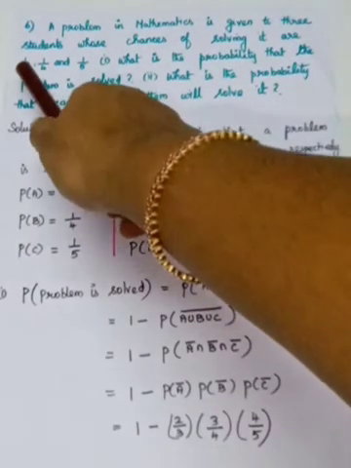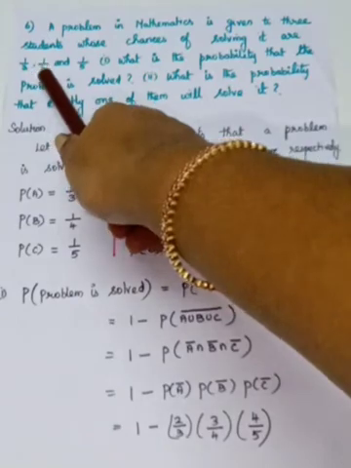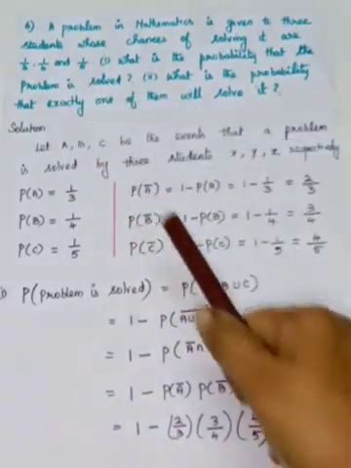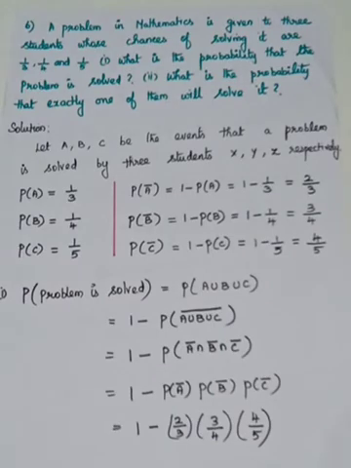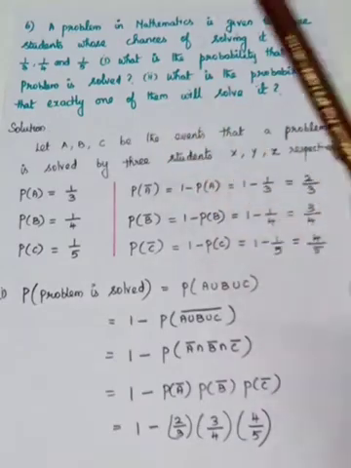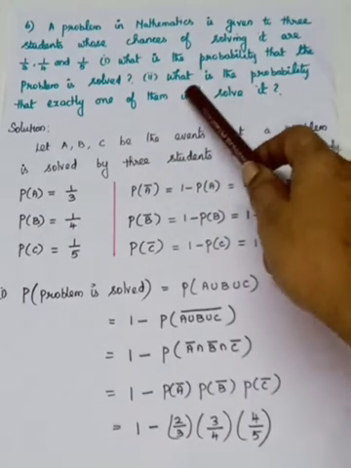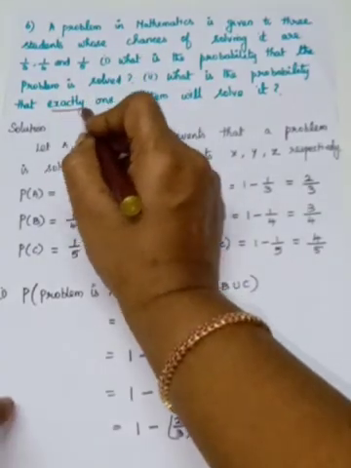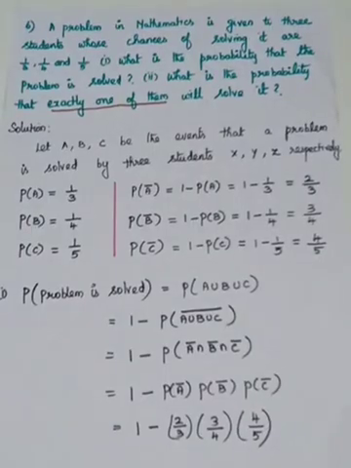The probability is 1/3. The probability that the second person solves the problem is 1/4. The probability that the third person solves the problem is 1/5. So in the first subdivision, what is asked? What is the probability that the problem is solved? Second one, what is the probability that exactly one of them will solve it? Okay, there are 2 questions asked.